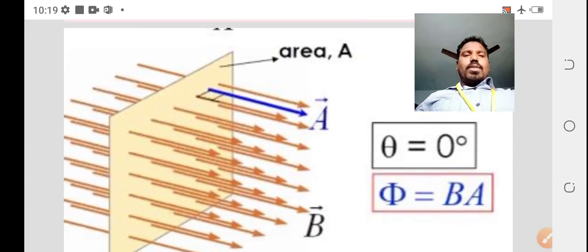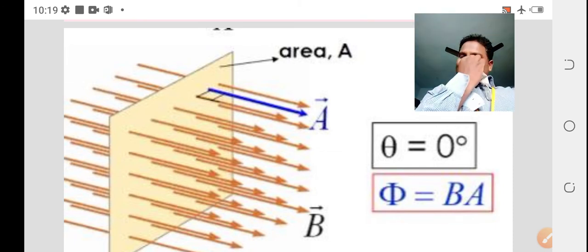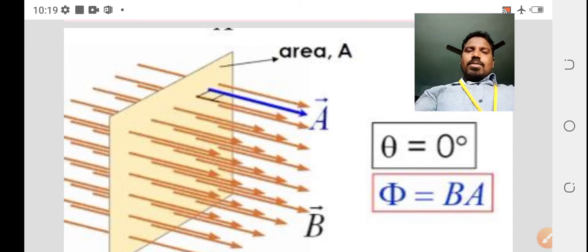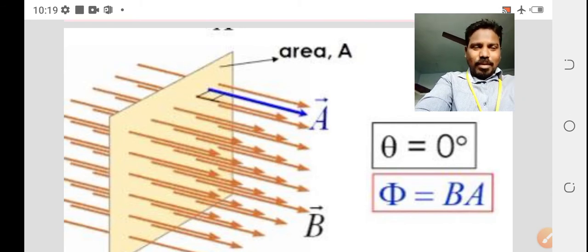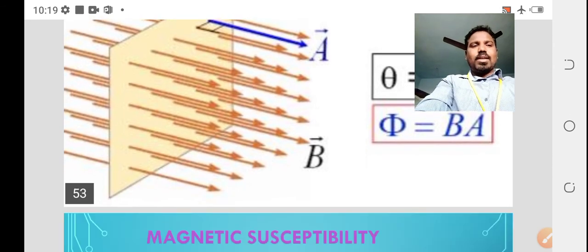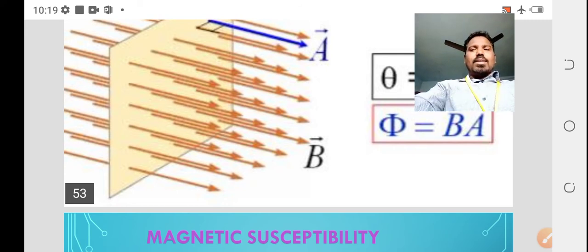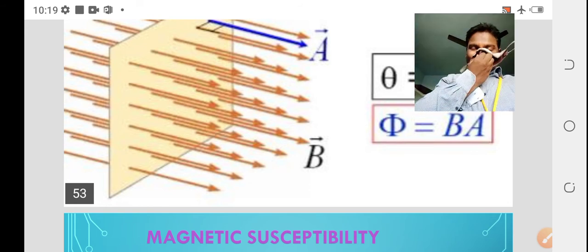See, through a surface area, some of the lines are passing. So the lines which are passing through a surface area give the magnetic flux. So that is B and area. Phi is the magnetic flux, where B is the field and A is the surface area.